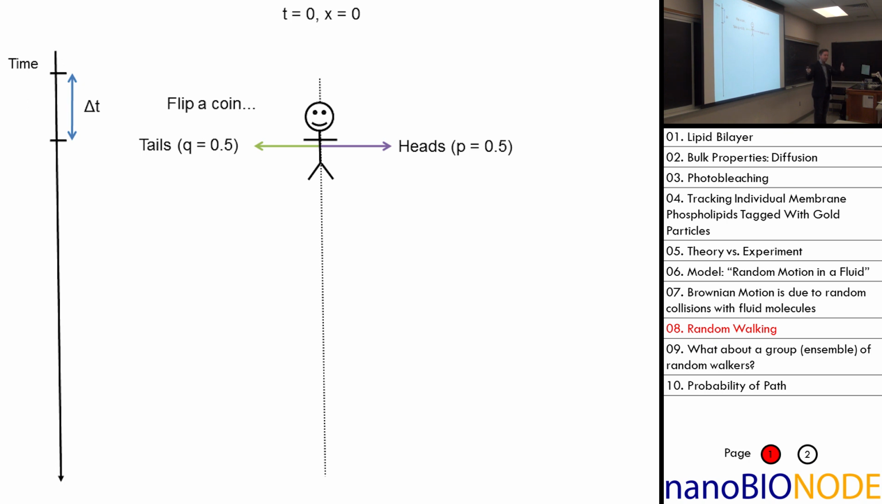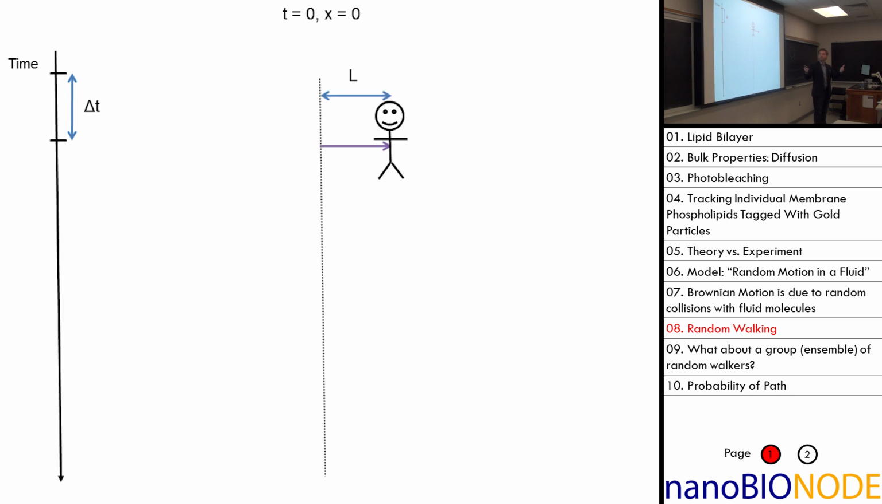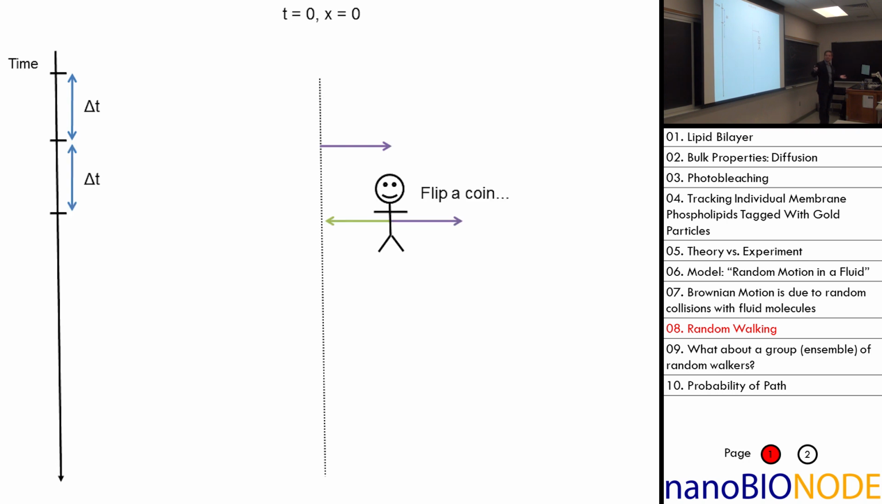Okay, so I flip a coin, and the outcome of that random coin flip is going to determine which direction I go. So let's say I flip a coin and I get heads. So that means I'm going to move this way. Okay, and I move from my original position by a step size that I'm going to call L. Okay? All right, so now I've moved over here, step size L. The next thing I do is I wait another amount of time equal to the same delta t. So I wait again, and then after that same amount of time, I flip a coin again.